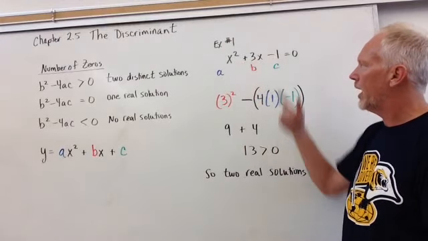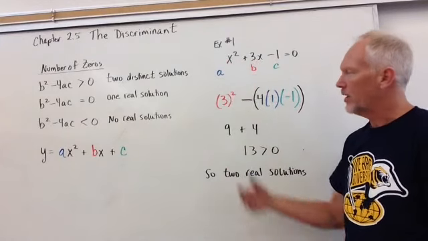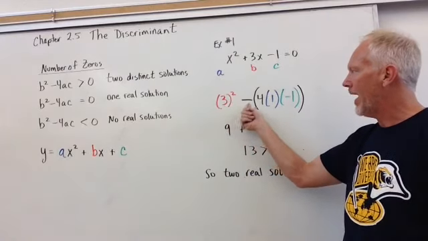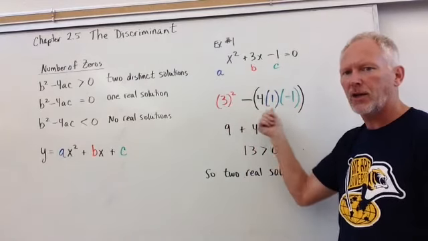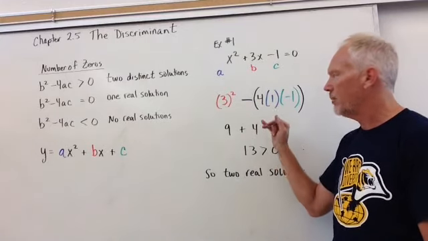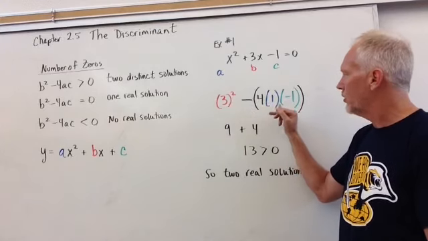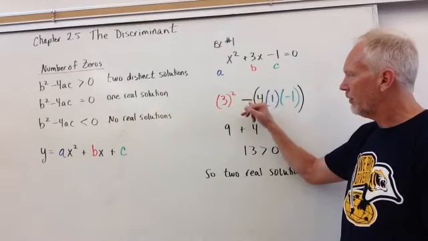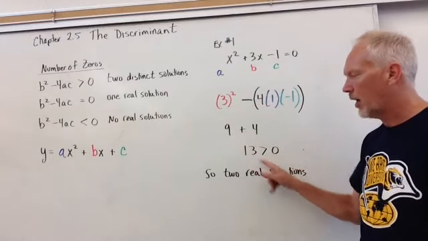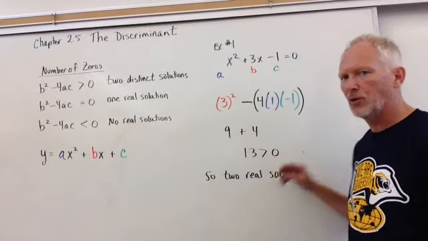Given x squared plus 3x minus 1. Now I've labeled the a, b, and c here. And so I've just plugged in these numbers. 3 squared, that's your b value, minus the quantity. I like to put a quantity here because sometimes these negatives get shifted around and they're tough to keep track of. But 4 times 1 times negative 1 is negative 4, but negative 4 times 1 is a positive 4. We get 13, which is greater than 0, so when we graph that, we should see two distinct solutions.